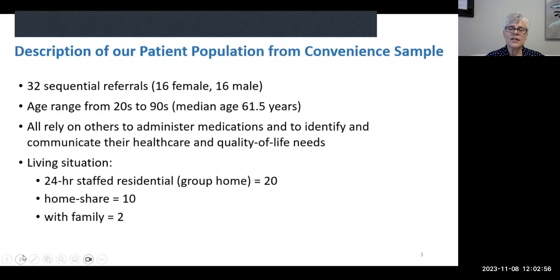So our patient population, the description is taken from a convenient sample of 32 community dwelling adults with developmental disabilities. You can see from this slide that they are a very diverse population. And I think the thing to remember that's most important about them is that they rely on someone else to communicate their healthcare needs and their quality of life needs.